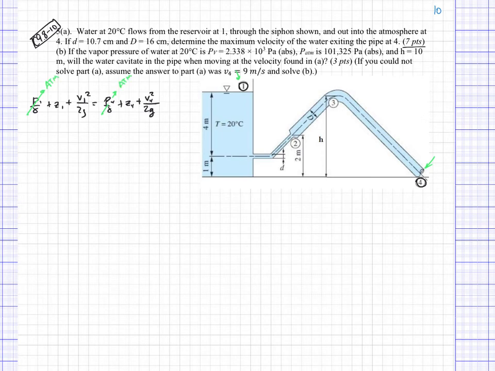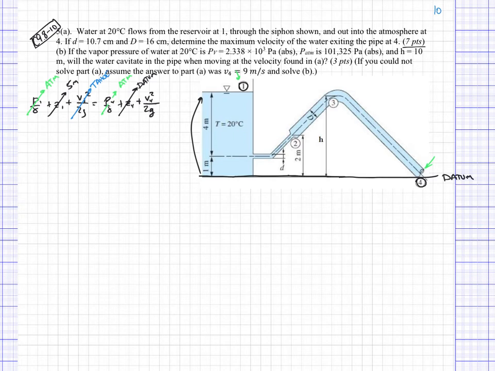The elevations of these two are the most straightforward thing. I'm going to make this bottom line right here my datum. It doesn't have to be the datum, but I'm going to make it the datum. So at 1, it's 5 meters above the datum, so this will be 5 meters. And at location 4, that's at the datum, so that's going to go away. And then we note that the velocity at 1, because it is a reservoir, we'll use the Tahoe assumption, so that one goes away. And then now we're ready to go.